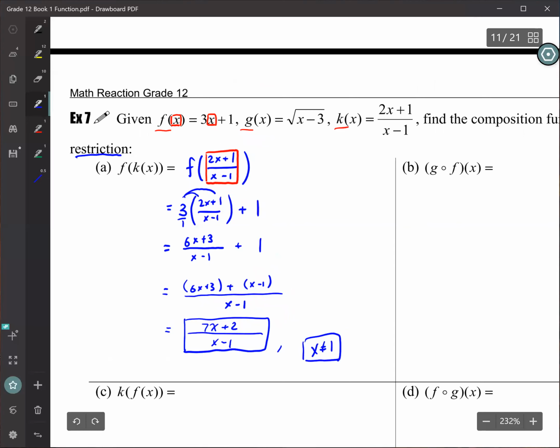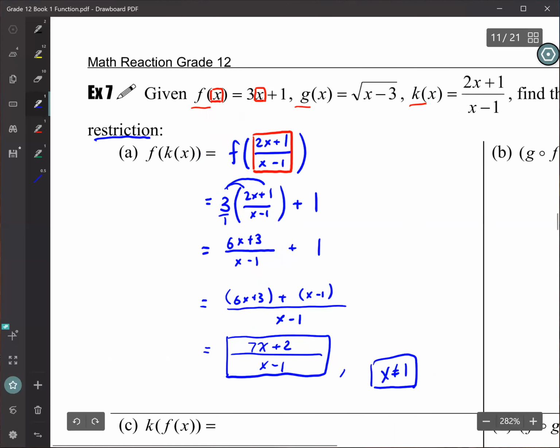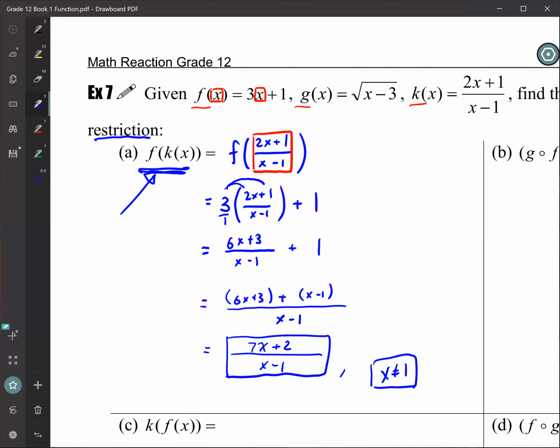Now for question B, you see that the symbol looks different, right? That's another way to write composite. So let's go back to A. A different way to write f of k of x is to write f, then a little empty circle, then k, in the same order, and then put x in brackets on the outside. They both mean the same thing, just different symbols.